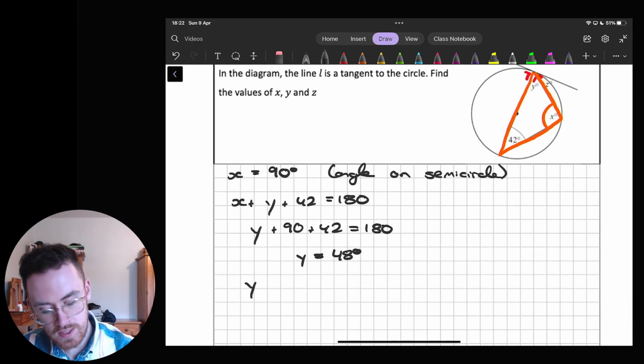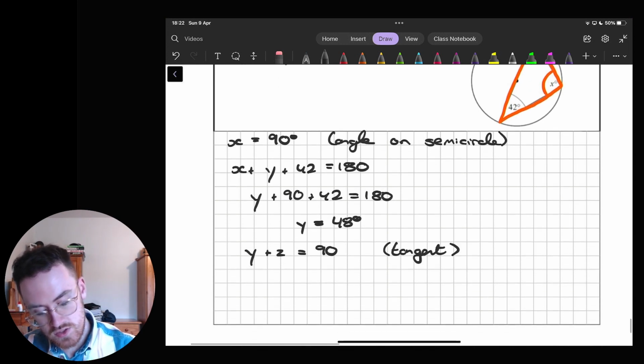And lastly, y plus z equals 90, and that's because of the tangent. So I know that y is 48, so 48 plus z equals 90, which means that z is 90 minus 48, which is 42 degrees.